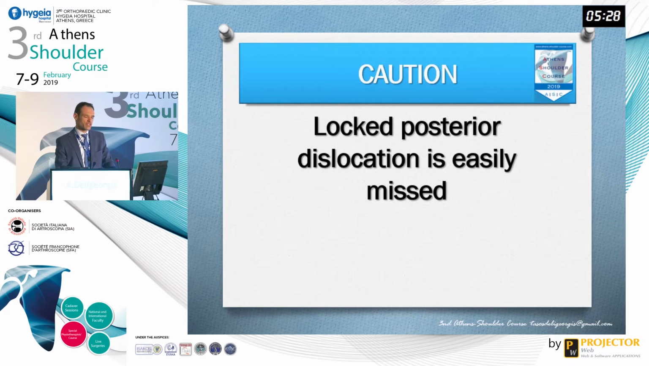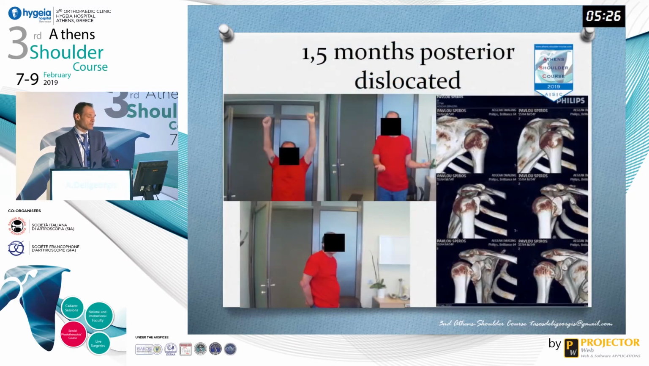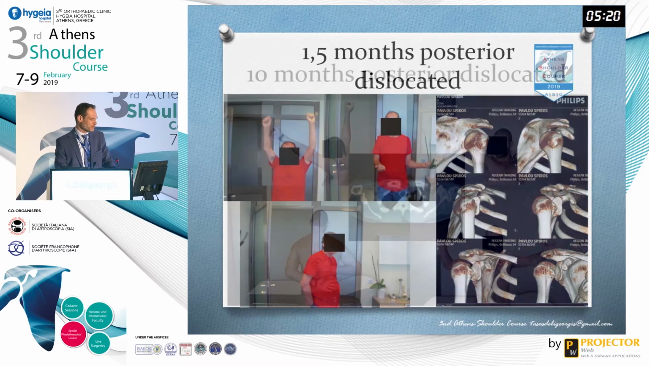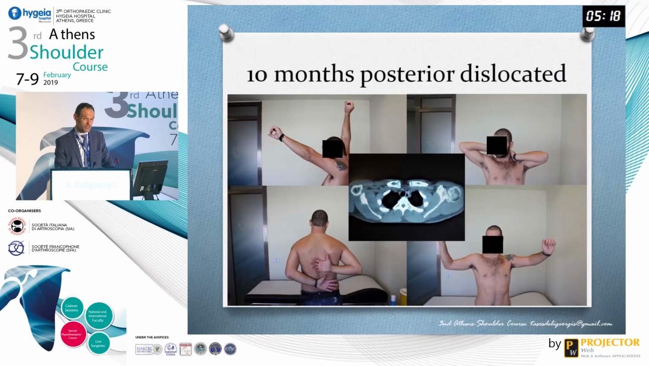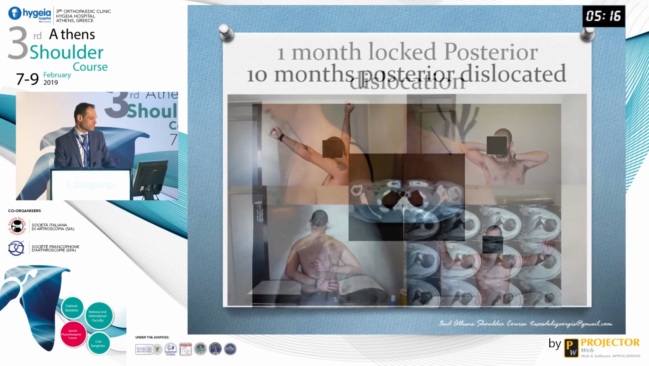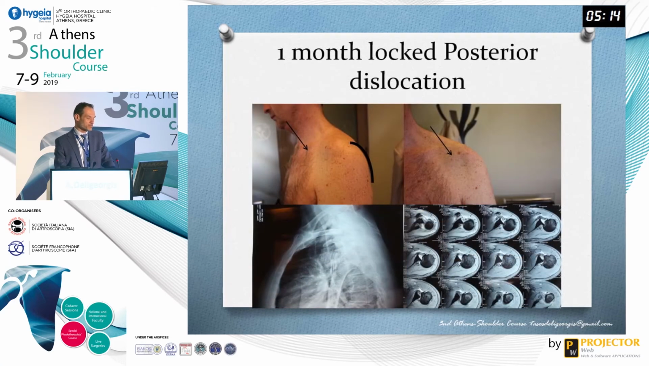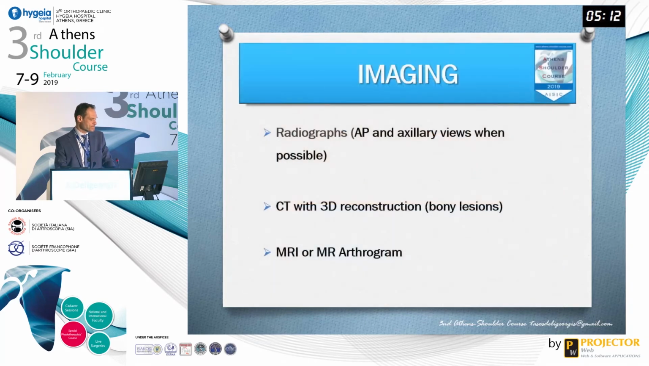We don't usually have any vascular or nerve injuries, so a locked posterior dislocation is easily missed. This is a patient of ours. He had a posterior dislocation for 1.5 months before it was found out. Another patient had 10 months of posterior dislocation, and another patient had 1 month.